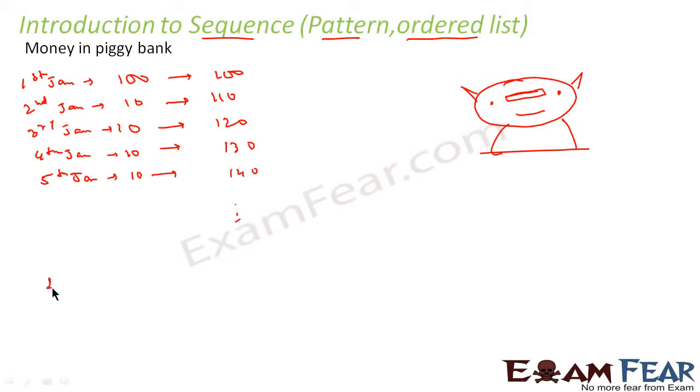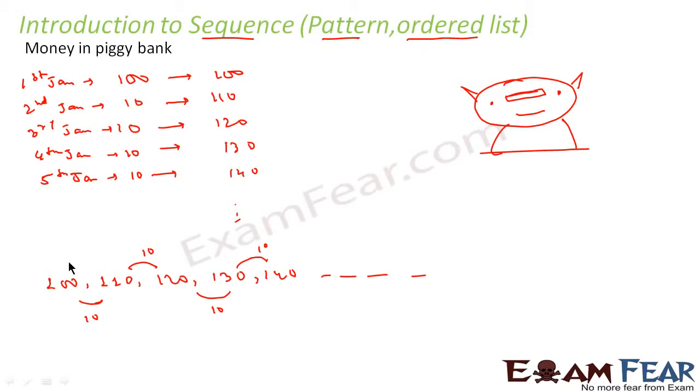So if you see, there is a pattern here: 100, 110, 120, 130, 140. The pattern is that the difference between any two consecutive numbers is 10. 110 minus 100 is 10. 120 minus 110, 10. 130 minus 120, 10. 140 minus 130, 10. So such kind of ordered list which has a pattern is called a sequence.